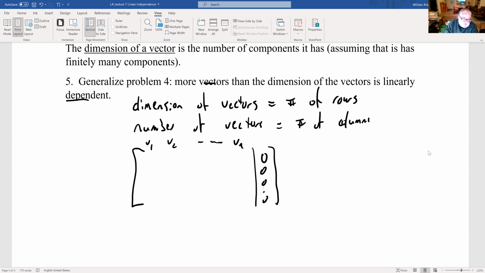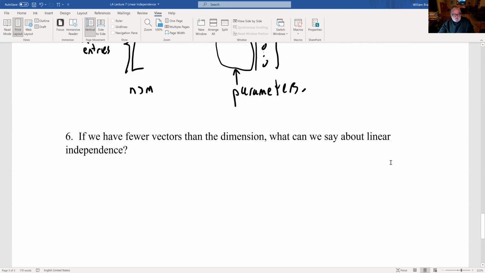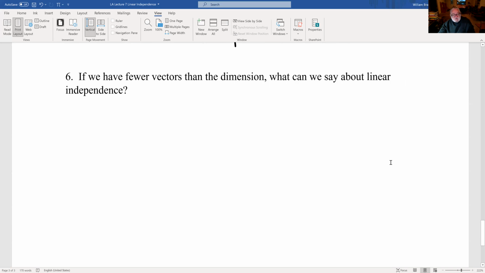So if I have n vectors, there are more vectors than the dimension. If I have m entries in each vector where n is bigger than m, so I've got more vectors than the dimension, then what does that mean? Well, when I reduce it, I'm going to end up with some parameters here. And that always happens. And so they can't be linearly independent. They have to be linearly dependent. If you have fewer vectors than the dimension, what can we say about linear independence? Not a whole lot.